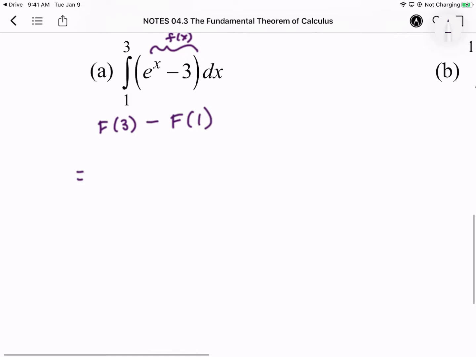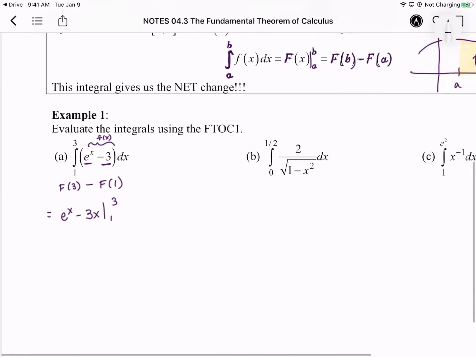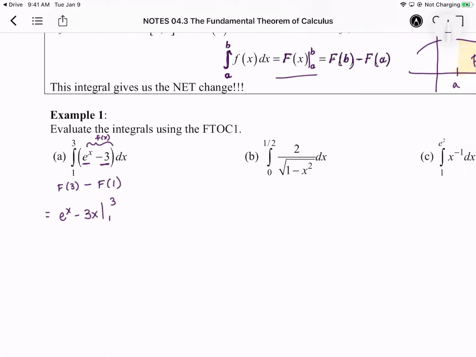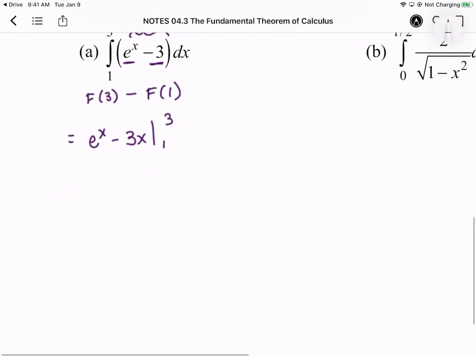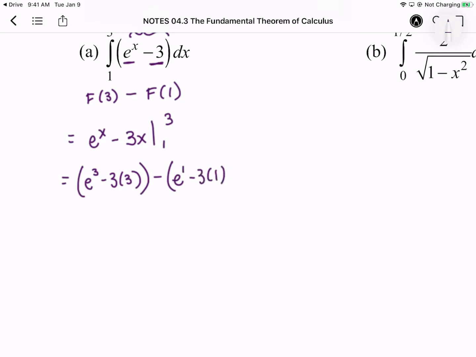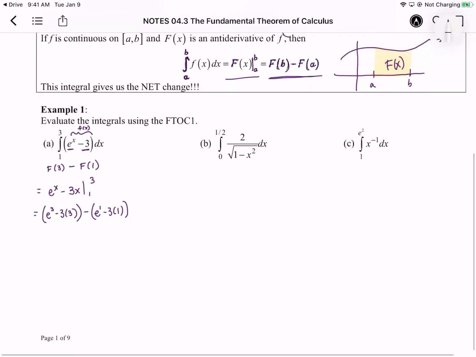If f of x is e to the x minus 3, then big F is going to be e to the x, that's the antiderivative of e to the x, and the antiderivative of minus 3 is minus 3x, and I'm evaluating from 1 to 3. So I did this step right here, and now I'm going to rewrite it. This is equal to e to the 3 minus 3 times 3, minus e to the first power minus 3 times 1. That is this last step, and now I can just simplify.